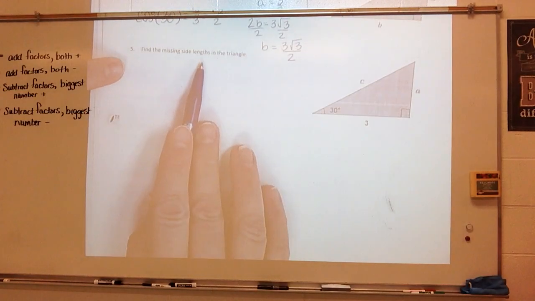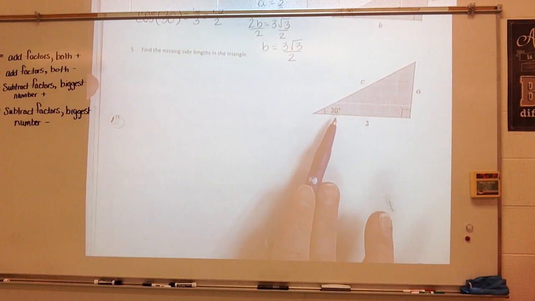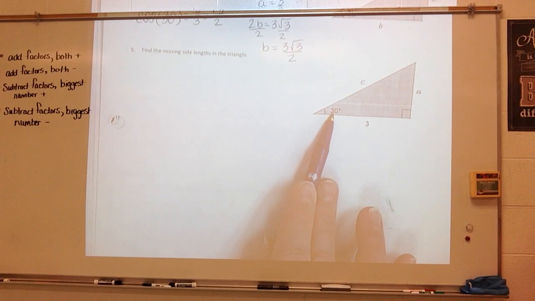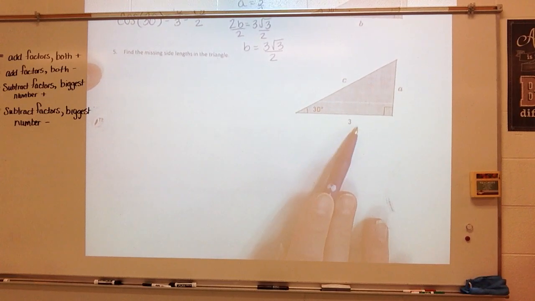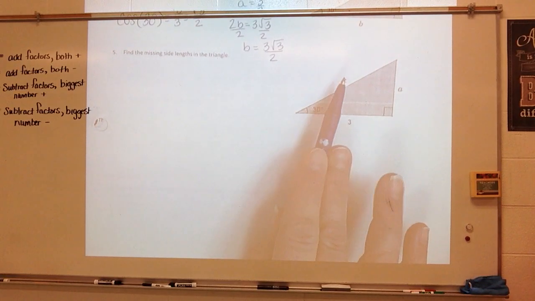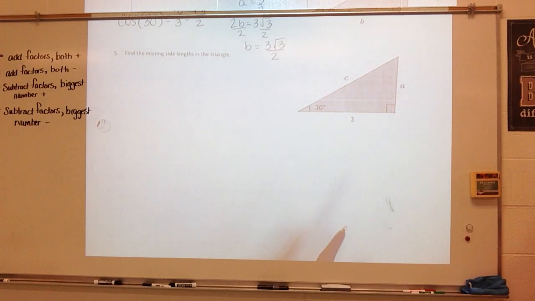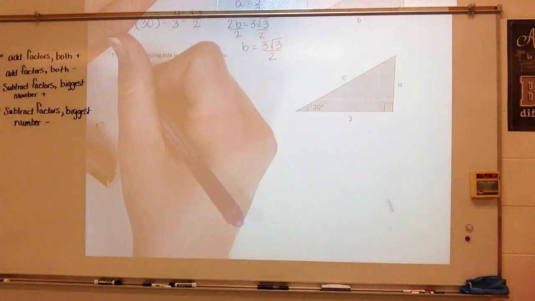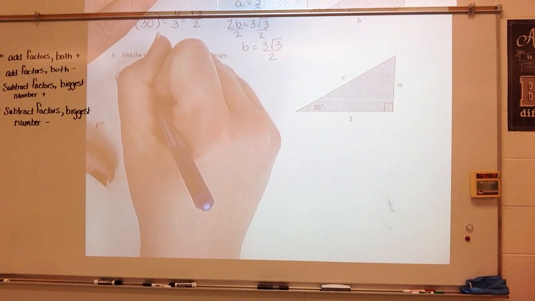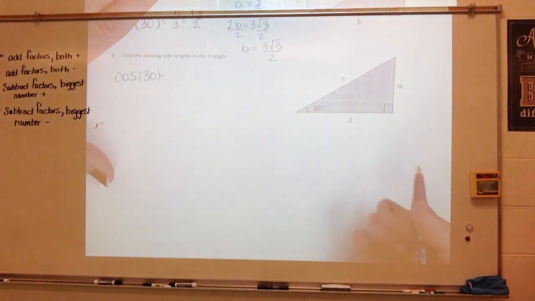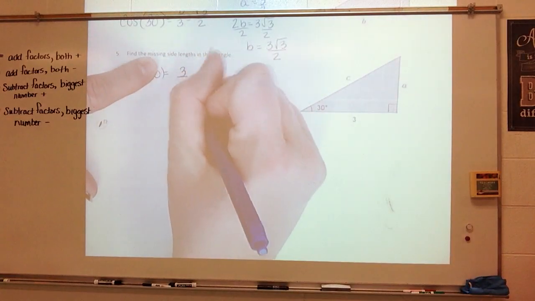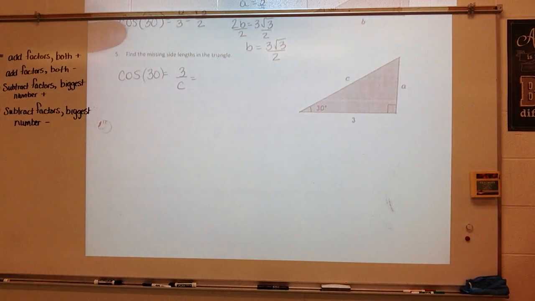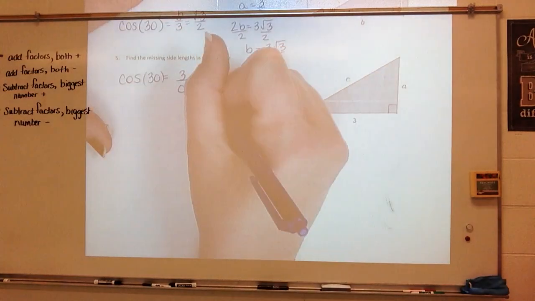Alright, find the missing side lengths of the triangle. Once again, I'm doing a 30. In this case, I have my adjacent. I've got to figure out my hypotenuse and my opposite. Since I know my adjacent, and adjacent deals with the cosine, I'm going to do the cosine of a 30. Cosine of a 30 is adjacent, 3, over hypotenuse, which is c. We said the cosine of a 30 is the square root of 3 over 2.